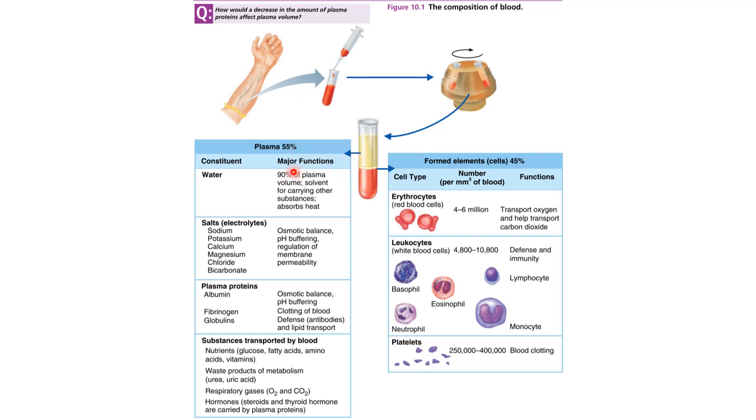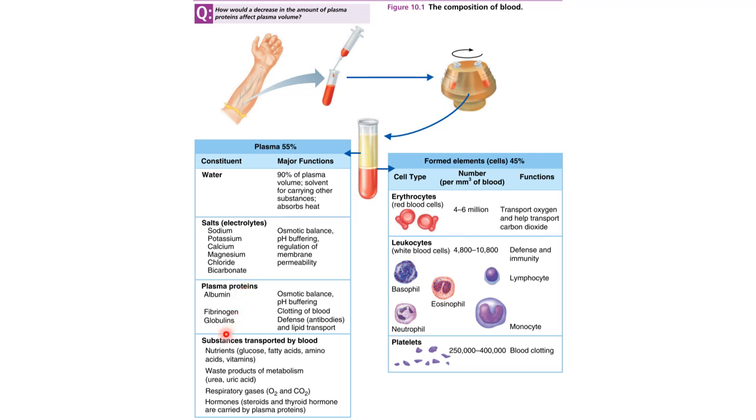So let's take a closer look at plasma. So plasma is basically a solution, no? Yung solvent natin doon would be water. And the solutes would be salts or electrolytes, plasma proteins. These are proteins made by the liver and excreted into the plasma. Okay? So, galing siya sa liver.